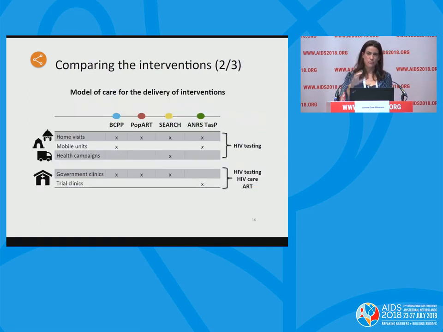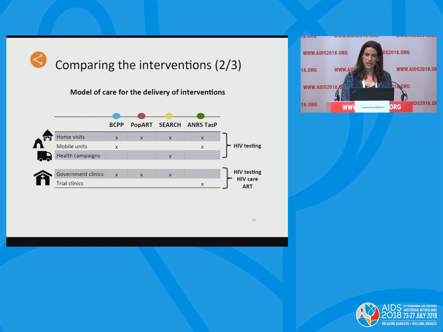So when we look more specifically at the content of the intervention packages and the way they were implemented, which was obviously adapted to the local context and the need of the population, we see again differences appearing. For example, when we look at the model of care, all trials adopted a home-based approach to implementing HIV testing, but some also opted for further intensifying and expanding the reach of testing by implementing mobile campaigns or generalized health campaigns in the community.